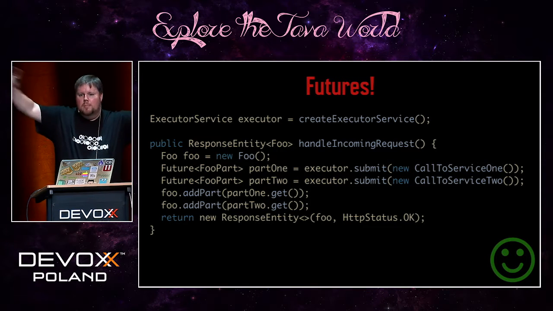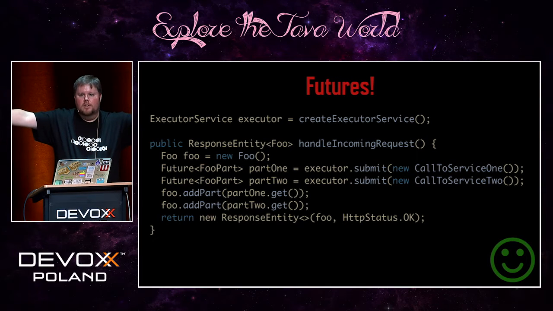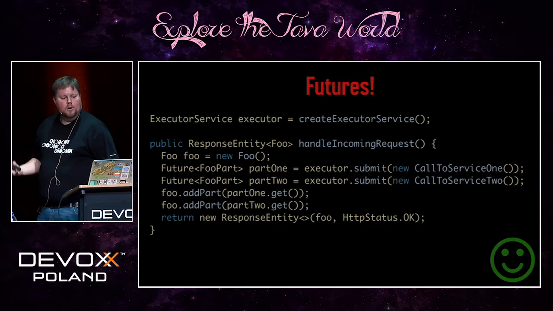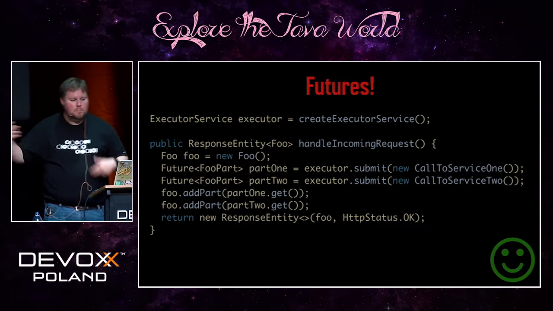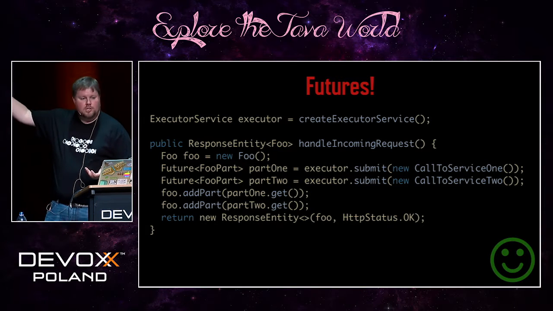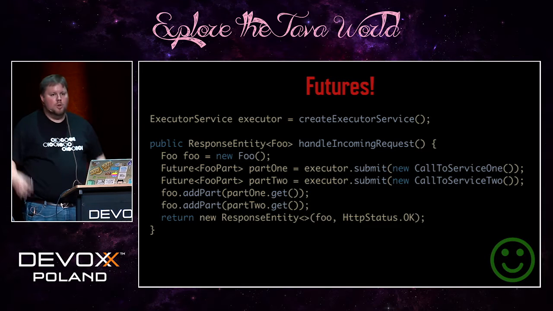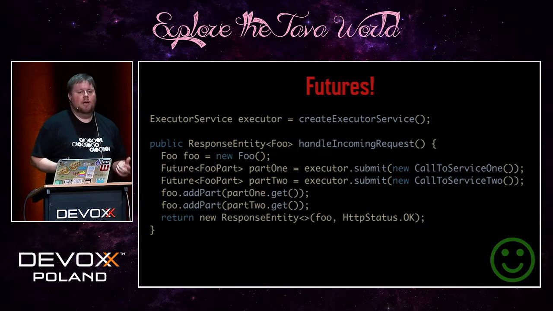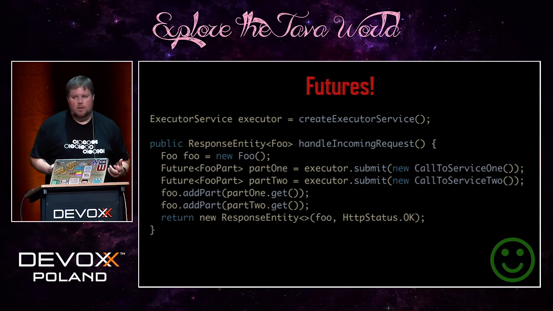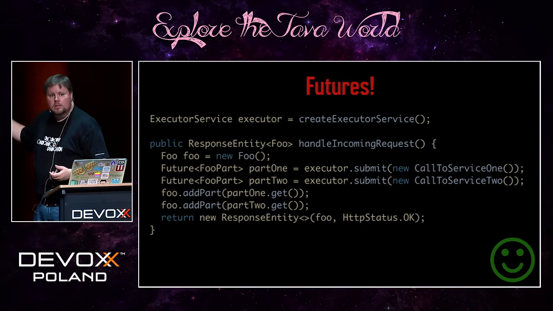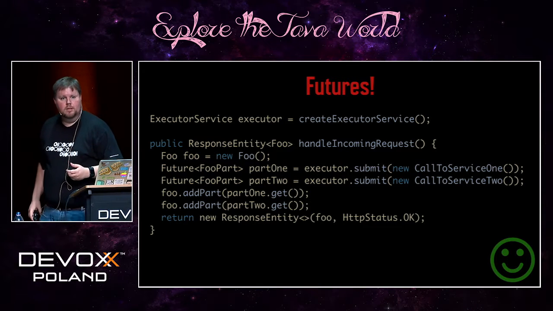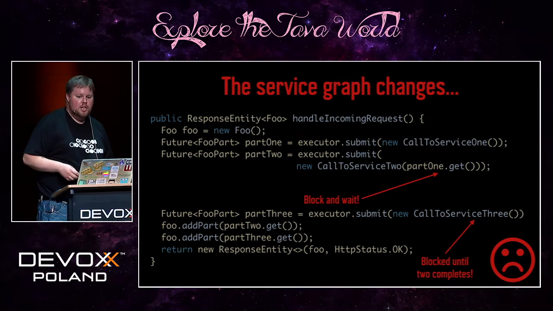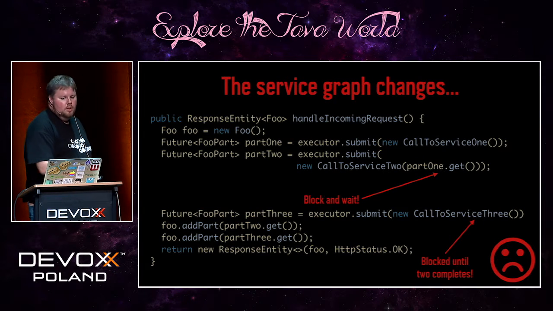So now both pieces of work are running in parallel, and I can add part 1 and add part 2 as they come in. And at this point, it's okay that these gets actually block and wait because we know that we need all of the calls to complete before we can actually return the aggregate response. So now we're happy. This is good. Until the service graph changes.